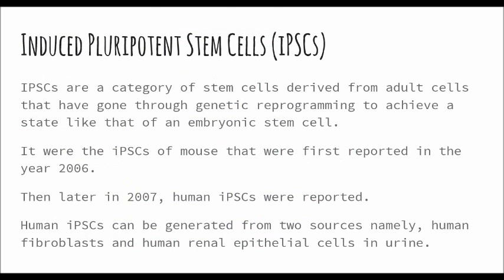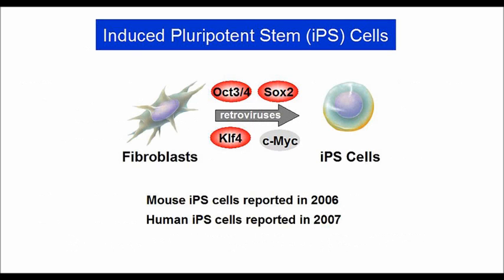Induced pluripotent stem cells are a category of stem cells derived from adult cells that have gone through genetic reprogramming to achieve a state like that of an embryonic stem cell. It was the iPSCs of mouse that were first reported in the year 2006. Then later in 2007, human iPSCs were reported. Human-induced pluripotent stem cells can be generated from two sources, namely human fibroblasts and human renal epithelial cells in urine. So the mouse iPS cells were reported in the year 2006, and later in 2007 human iPS cells were also reported.